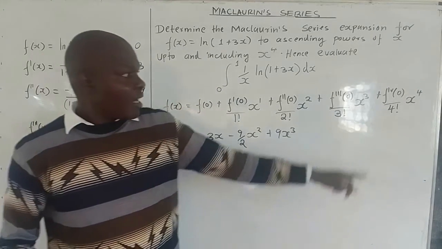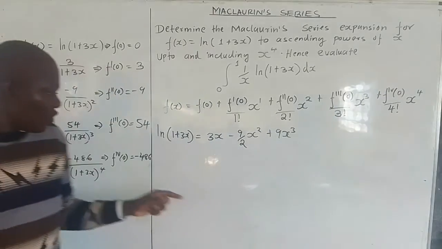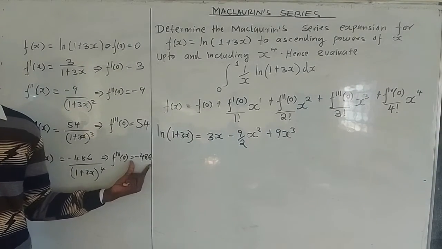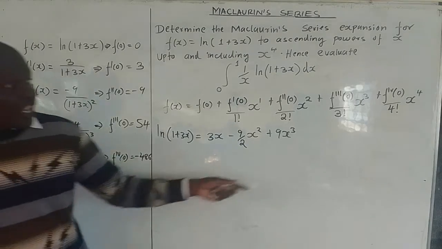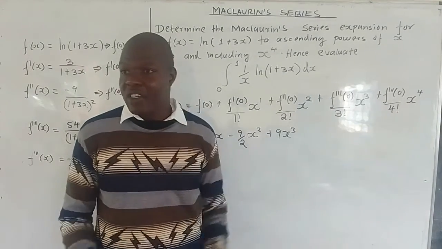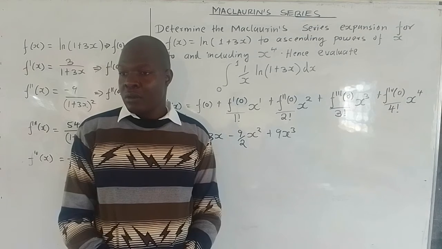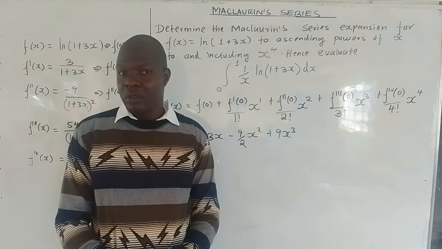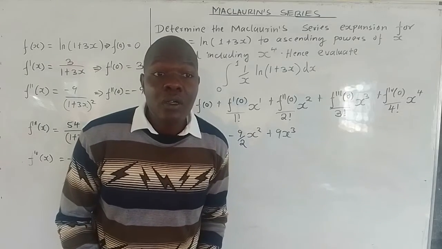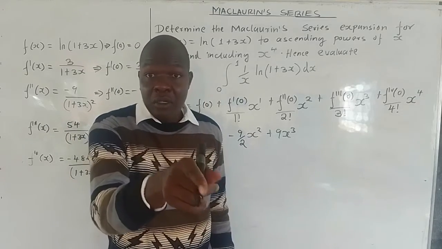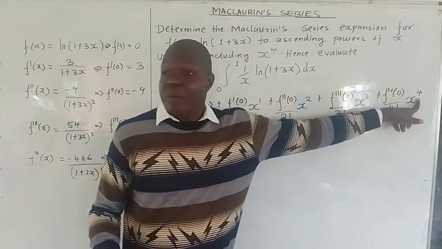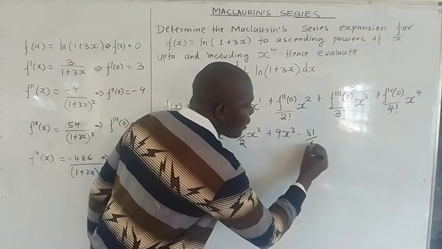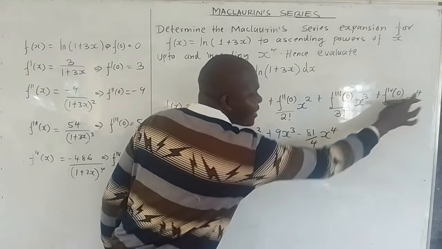Move to the next one. What is the fourth derivative of f at 0? What did you get? Negative 486. So negative 486 over 4 factorial. Some of you don't have the calculator. So you have negative 81 over 4. So negative 81 over 4 times x raised to power 4, isn't it?